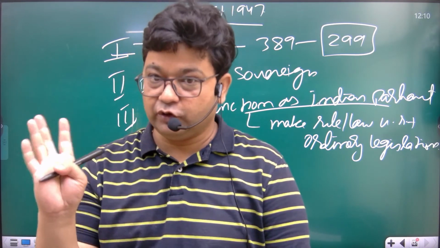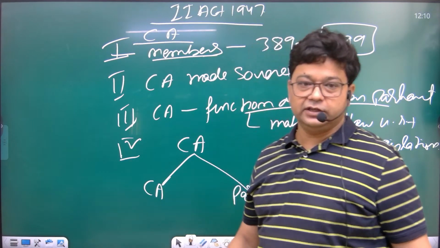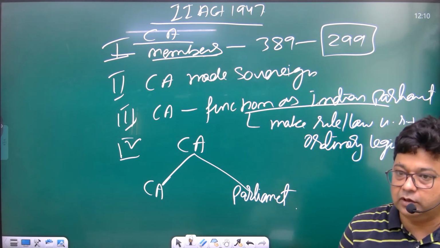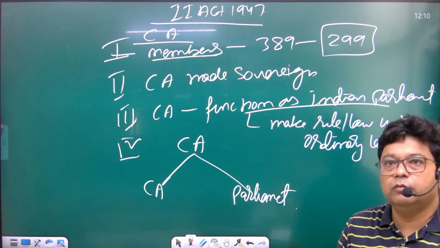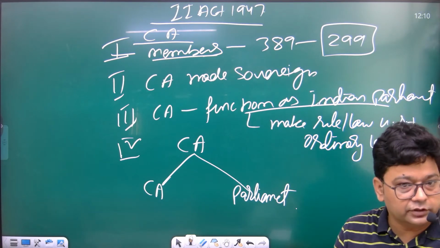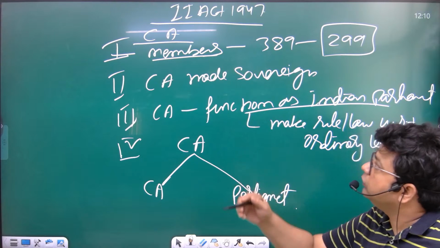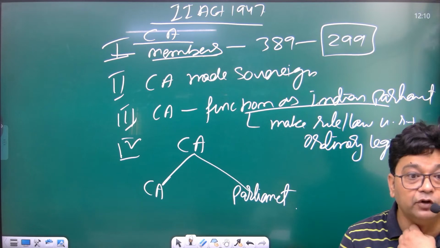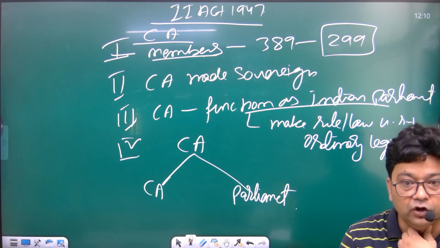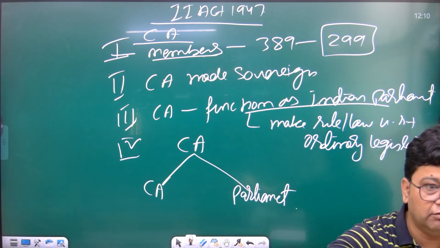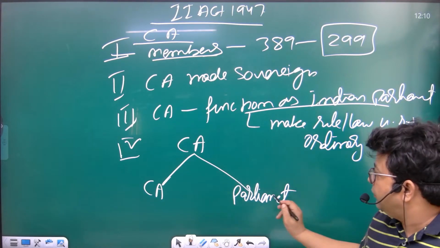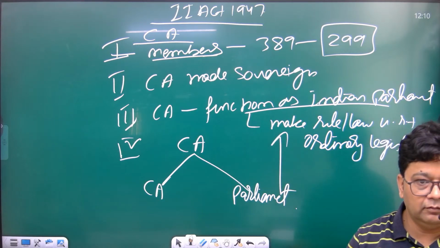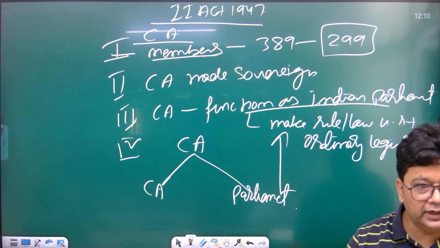So earlier it was not sovereign. Okay? And the fourth change we have seen is this: it is given a dual function. At first, what it was made for, that is to draft the constitution, right? The second function assigned through the India Independence Act 1947 was to act as a Parliament, with the power to legislate ordinary law, and under that legislation it was made sovereign. Are you getting my point? Okay, is this clear?